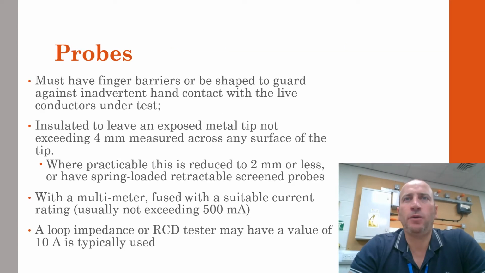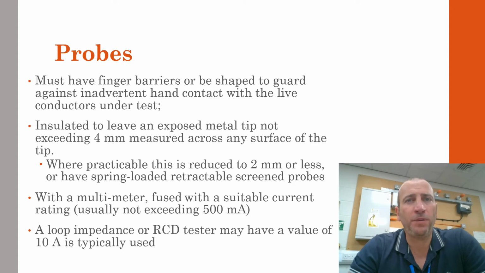As a simplified look at some of the guidance contained in GS38, the probes in particular must have finger barriers or have a molded grip to prevent the hands from slipping and making contact with the live conductors under test. They must also be insulated, leaving only an exposed metallic tip, which should not exceed 4 mm in length. It is recommended that this be reduced to 2 mm or less, or ideally, they should have spring-loaded retractable screened probes.